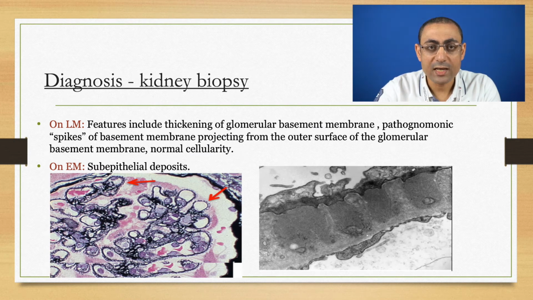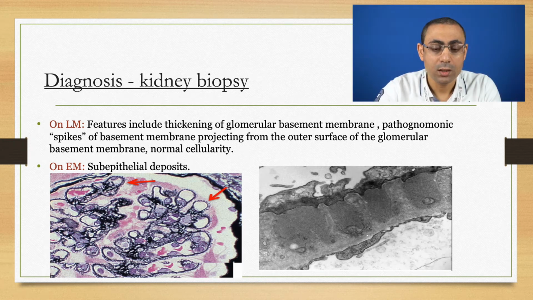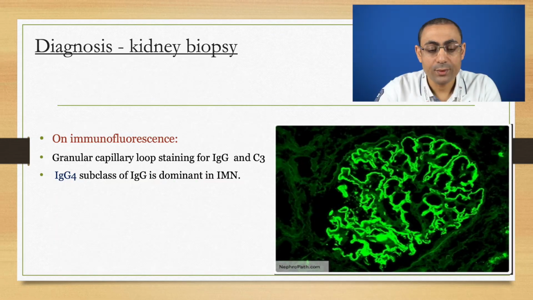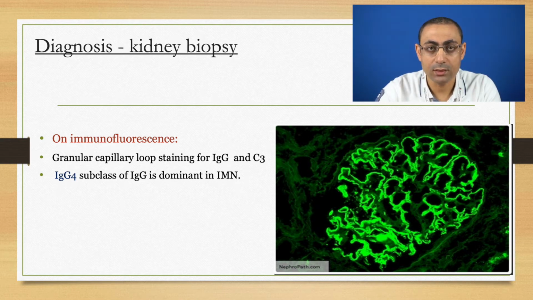Findings in kidney biopsy for these patients. On light microscopy, as we see in the left picture, there is thickening of the glomerular basement membrane and pathognomonic spikes of the basement membrane projecting from its outer surface. We observe normal cellularity here. On the right, there is an electron microscope picture of a patient with membranous nephropathy showing subepithelial deposits. On immunofluorescence, there is granular capillary loop staining for IgG and C3. In idiopathic, or primary, membranous nephropathy, the IgG4 subclass is dominant.